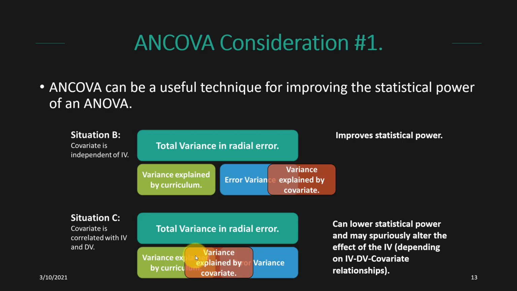If used without careful consideration of the relationship between all these variables, this can not only lower your statistical power, but it may spuriously alter the effect of the independent variable. So if you don't realize that when you have a correlation there, it impacts the independent variable, you might make a poor decision about which covariates to include, and then you might make a poor decision about the effect of your independent variable on the dependent variable. So you really need to carefully attend to the relationship between the independent variable, the dependent variable, and the covariate before you just jump into this analysis.